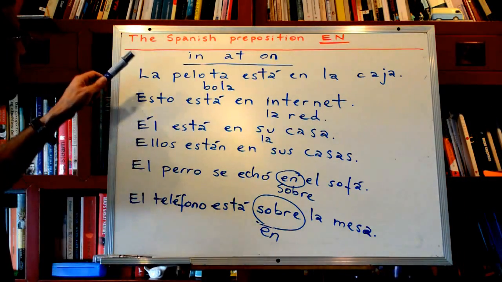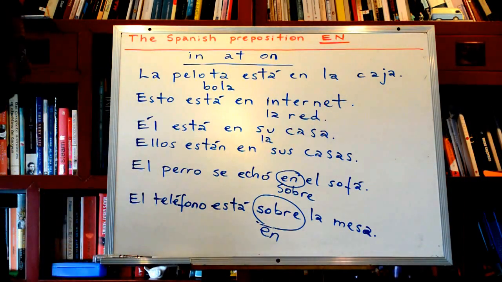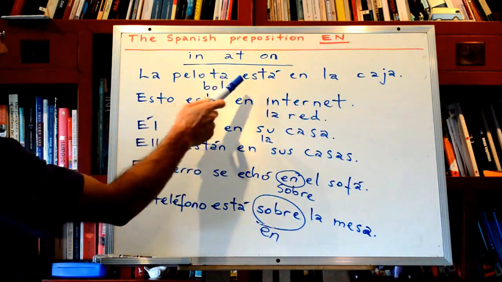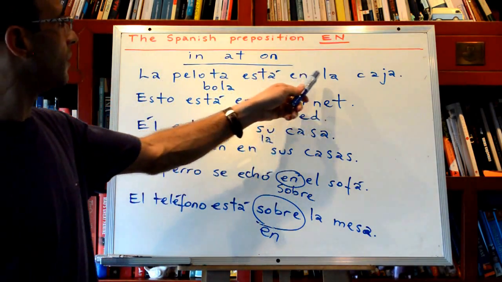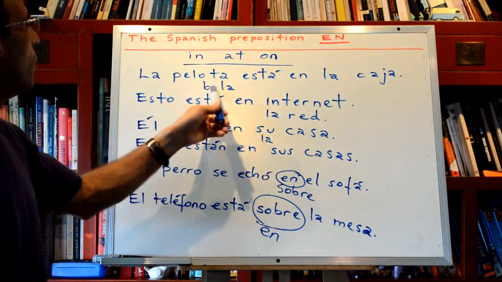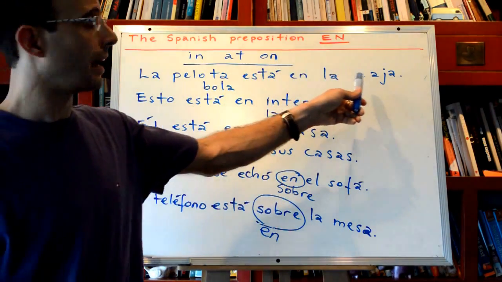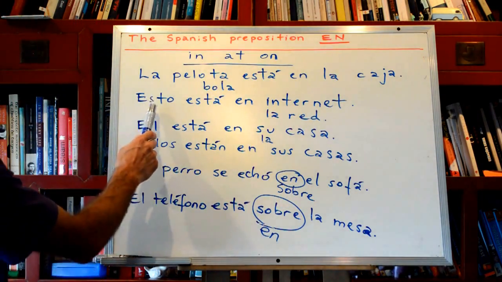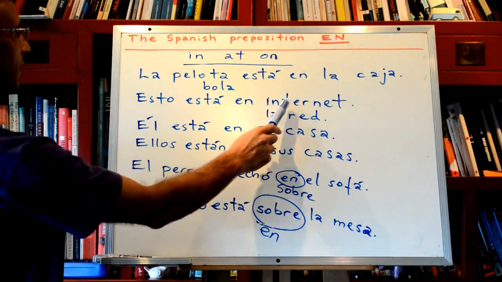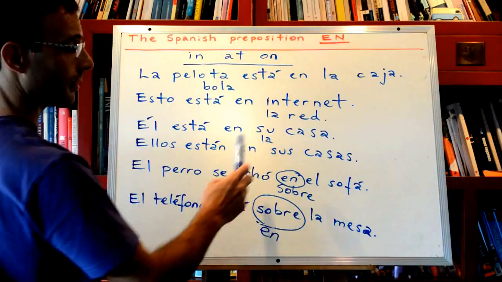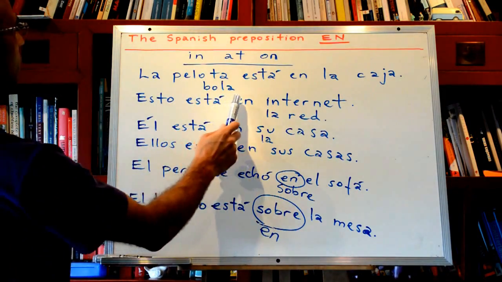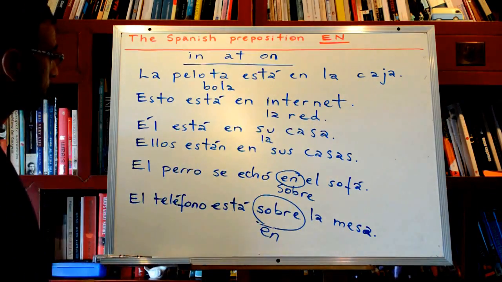So just let's read once more all these sentences. La pelota está en la caja. The ball is in the box. Or la bola está en la caja. Esto está en internet. Or esto está en la red. For this is on the internet.